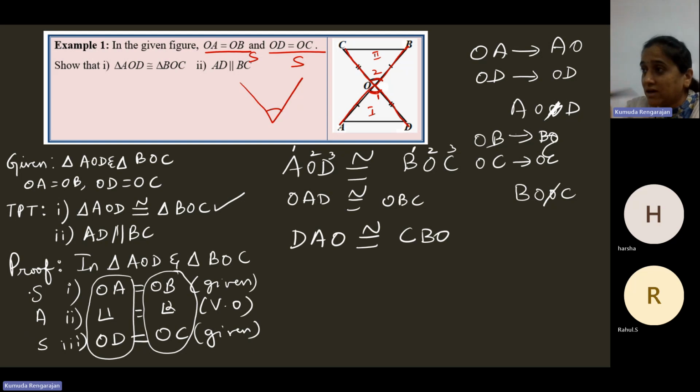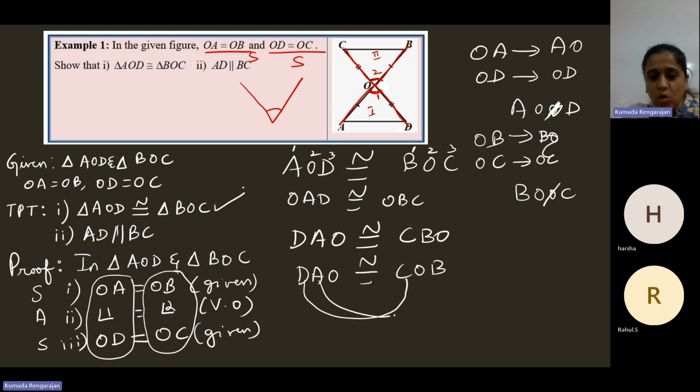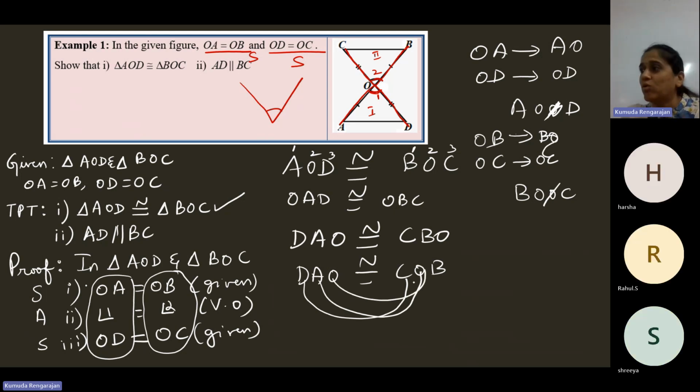So there is not one correct way of naming the two triangles. You can write them in many ways, but it should be the correct way. If you write triangle DAO is congruent to COB, you're wrong. If you place vertex D over C and A over B, clearly they will not coincide because O should go with O. But according to your order, A and O coincide. They will not actually coincide because O should coincide.